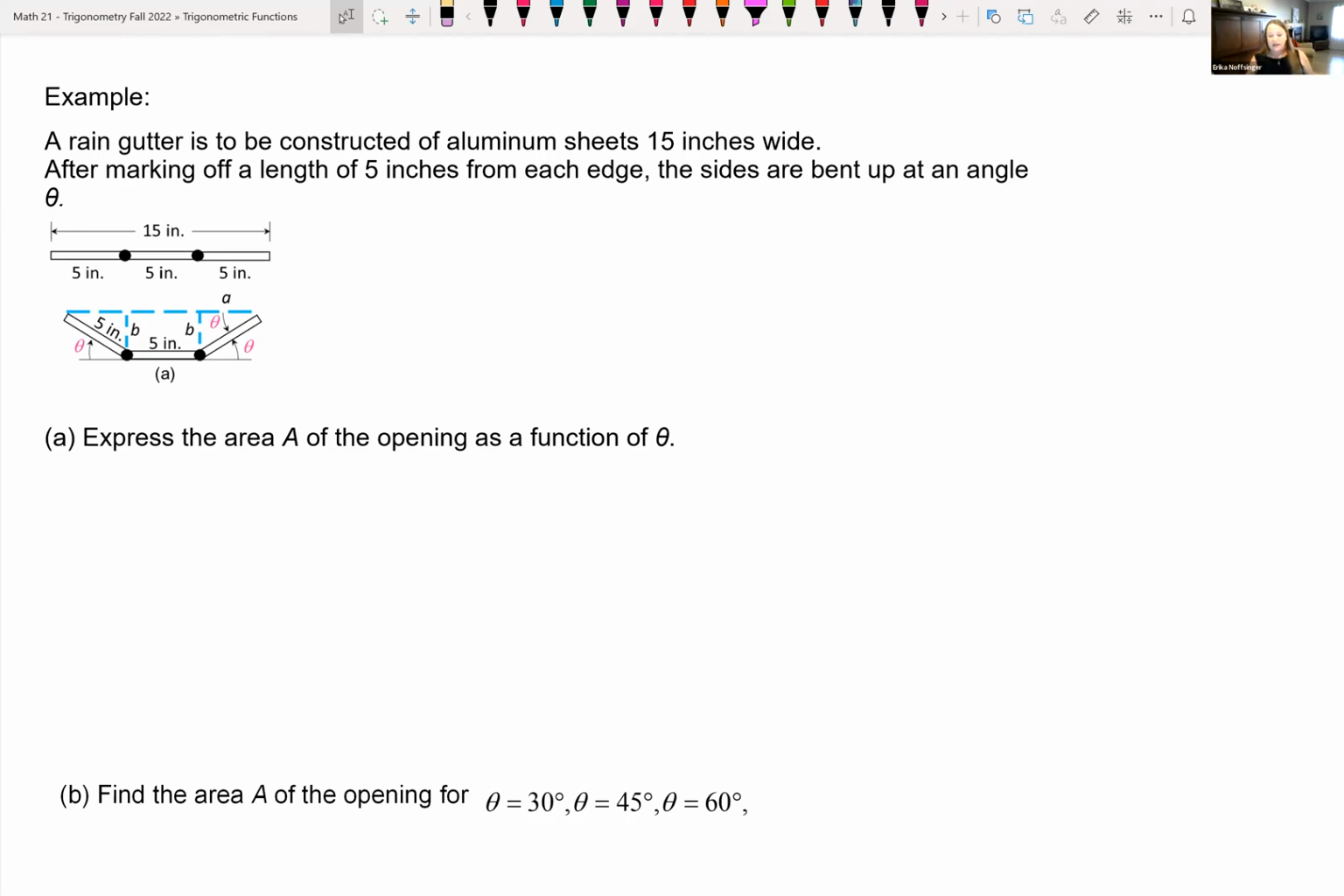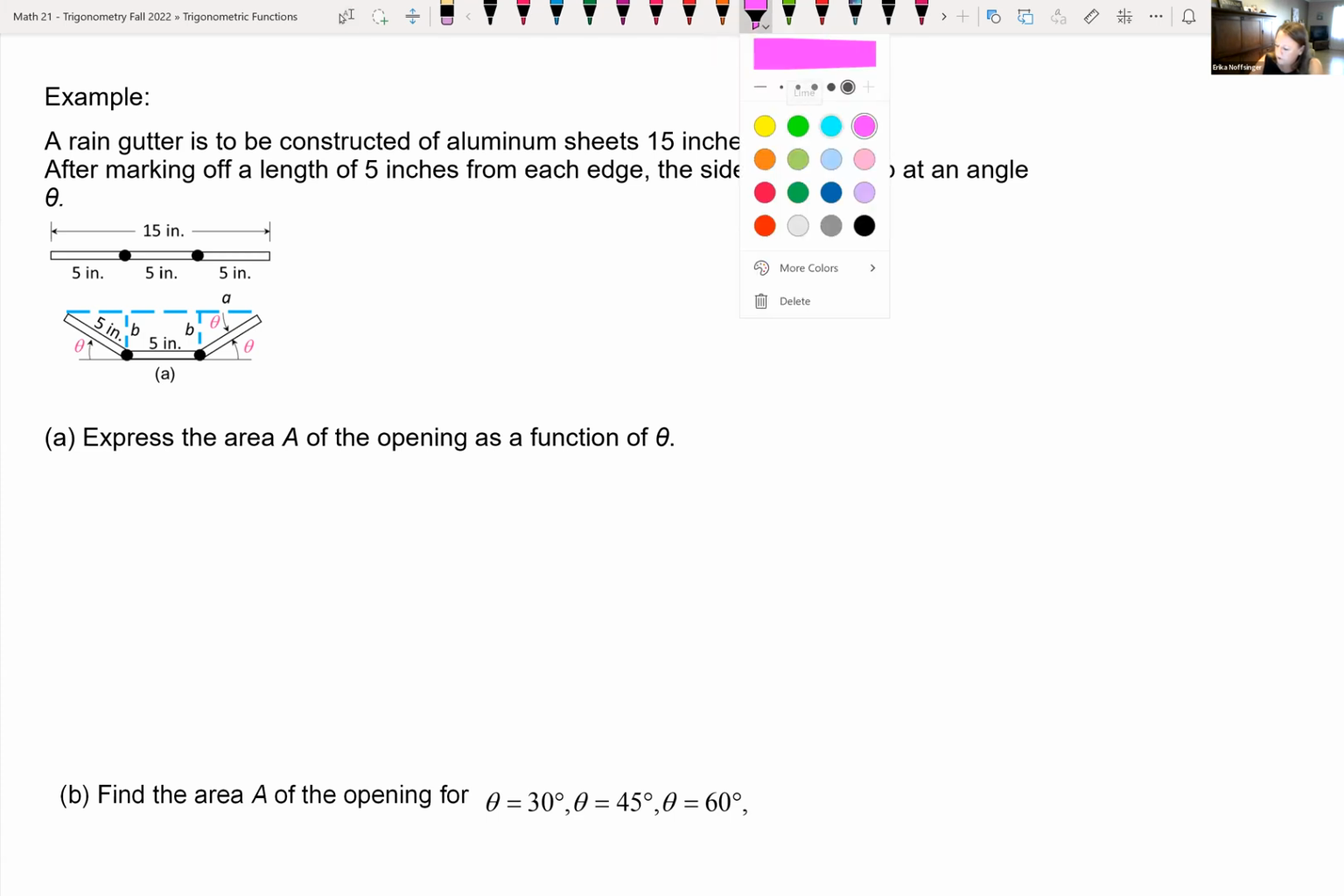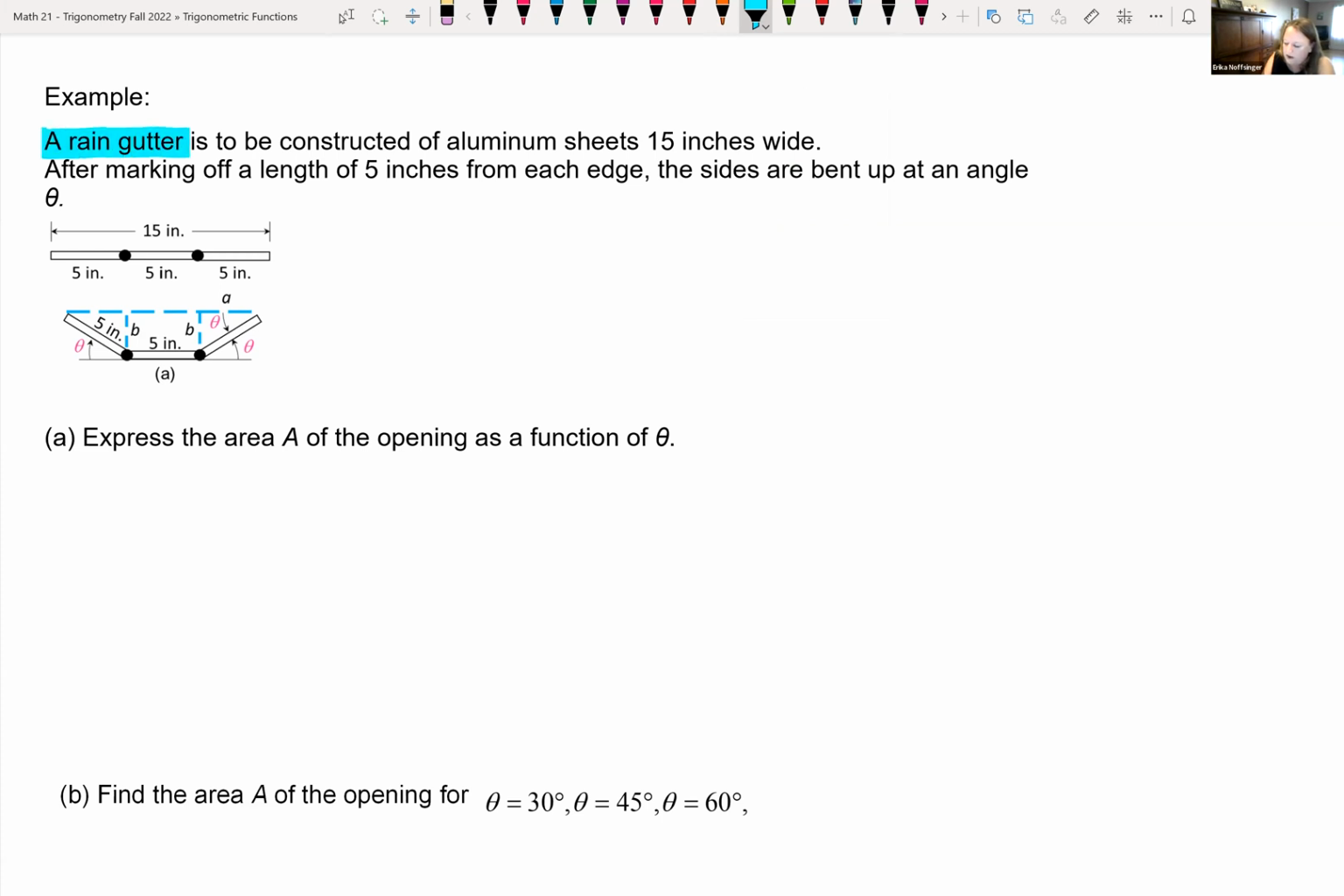Okay, so we've been looking at trigonometric functions and right triangle trigonometry of acute angles. And in front of us is an example application problem. And here we have the following. So we have a rain gutter. A rain gutter is to be constructed of aluminum sheets 15 inches wide.